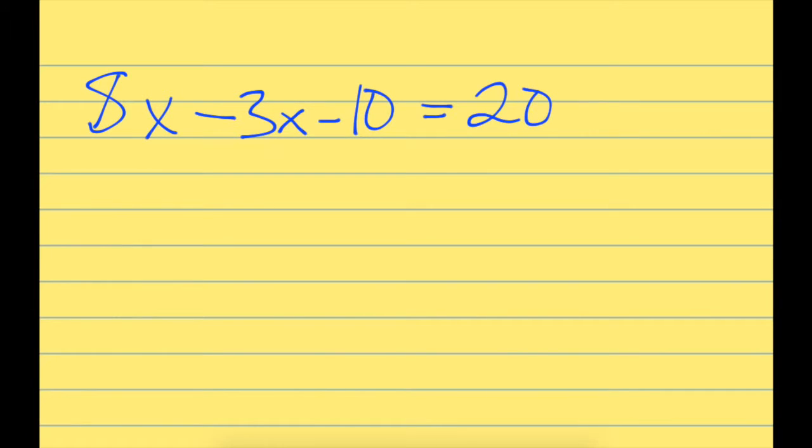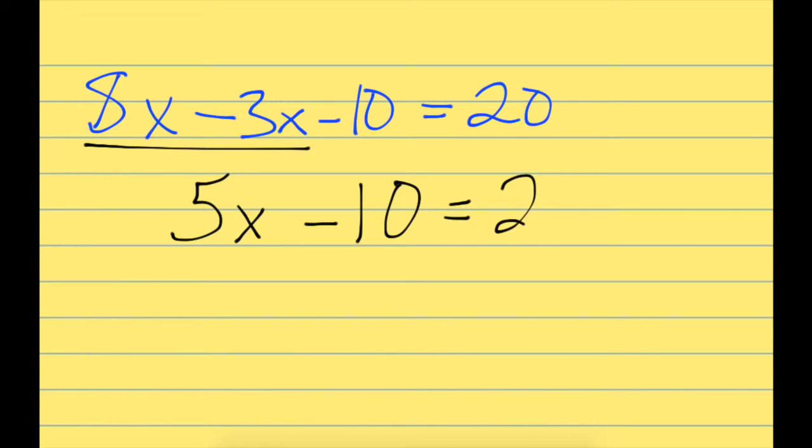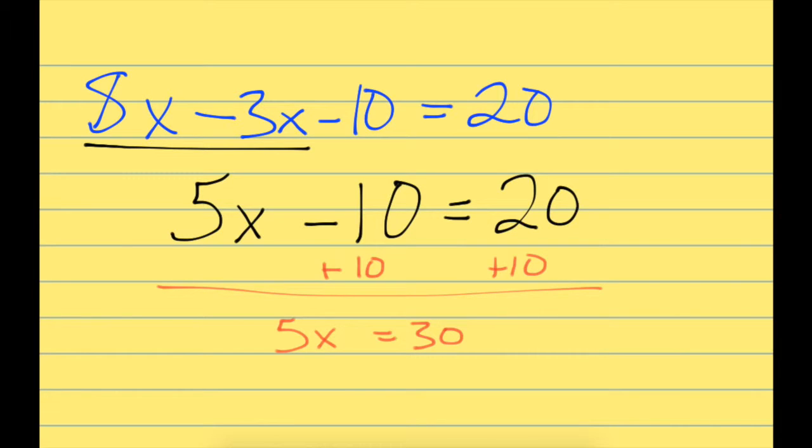Now, our first step should be to simplify wherever we can. And we notice that we have like terms on the left-hand side. So when we combine those, what do we get? 5x. So now we have 5x minus 10 equals 20. Now this looks like a type of problem we solved yesterday. And we know that our next step is to add 10 to both sides, giving us 5x equals 30. And then divide by 5, giving us x equals 6.